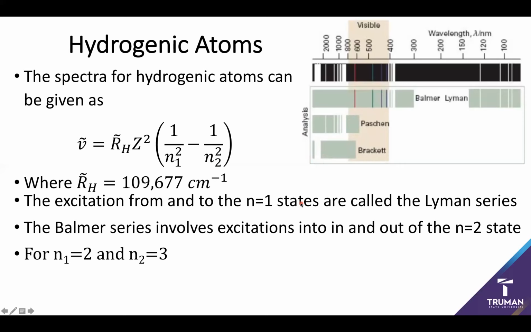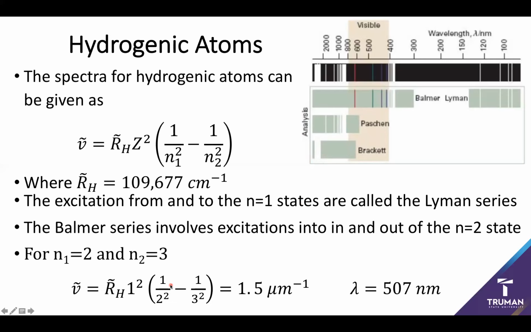And a good demonstration is the beginning peak of the Balmer series, where we excite from the n equals 2 to the n equals 3 state, which shows up at about 507 nanometers, sitting roughly in the green portion of the spectra.